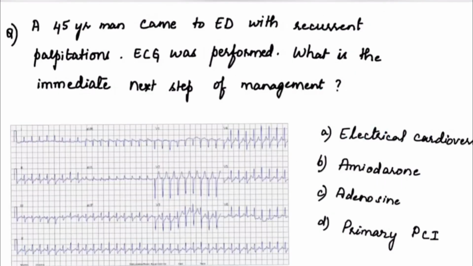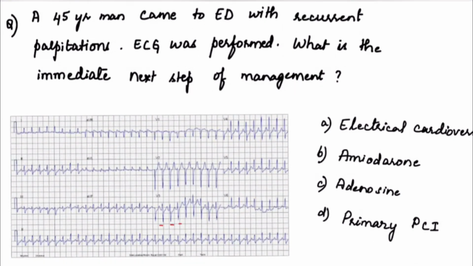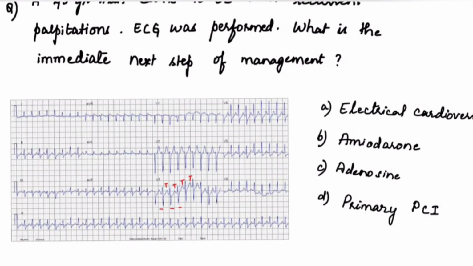Next, a 45-year male comes to the emergency department with recurrent palpitations. ECG was performed. What is the immediate next step of management? So in the ECG, the QRS complexes are very narrow and the rate also is very high. Here, between the two QRS complexes, the T waves are seen. So this is paroxysmal supraventricular tachycardia, in which the first line of management is either carotid massage or IV adenosine. So among the options here, adenosine is the answer. Electrical cardioversion is done if the patient is unstable.